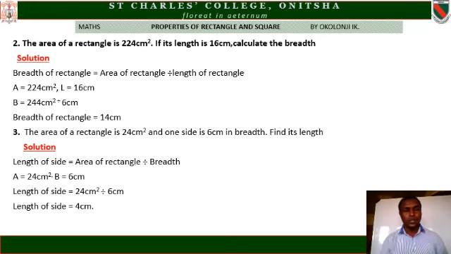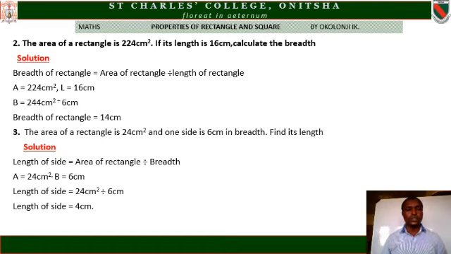So let's look into the third question, which is: the area of a rectangle is 24 centimeters square and one side is 6 centimeters in breadth. Find its length. Solution. Length of side is equal to area of rectangle divided by breadth. Area is given to you to be 24 centimeters square. Breadth is given to you to be 6 centimeters.